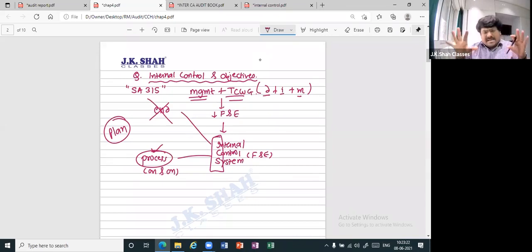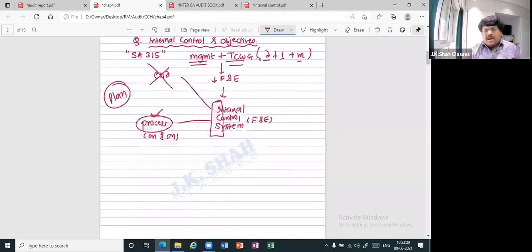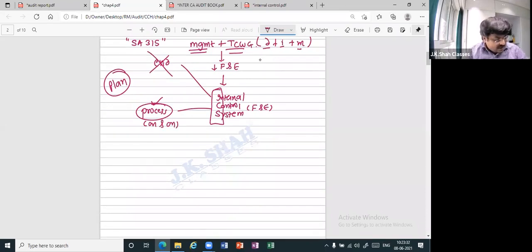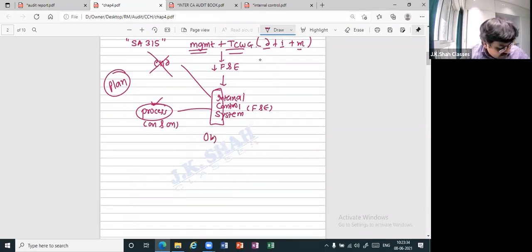Now, what is the basic objective of ICS? The objective is very simple. Can I say it is basically to safeguard everything in the organization? The objectives include, firstly, safeguarding of assets. What do you mean by safeguarding of assets? For a simple example, if you don't have this control system, can I say assets are in danger? Anybody can pick up the asset and go.